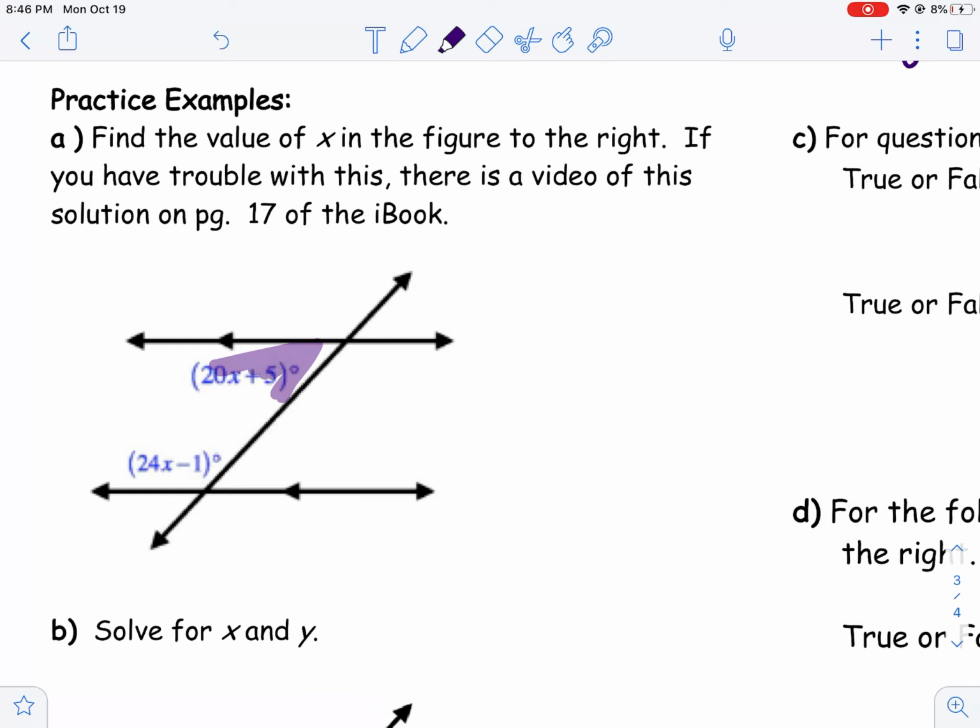I'm going to look at these angles that are labeled here. I'm going to first recognize what their special relationship is, and then I'm going to figure out what x is, okay? To me, I'm seeing that these are both inside the two parallel lines on the same side of the transversal. These are consecutive interior angles, okay? And this is the one in which we are using supplementary and not congruent, okay?